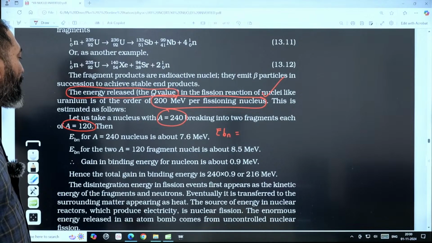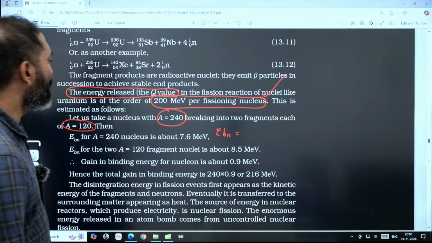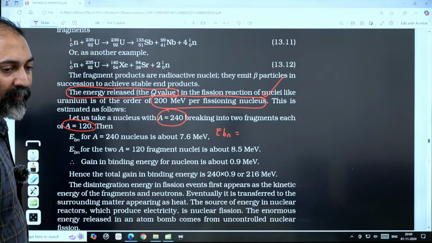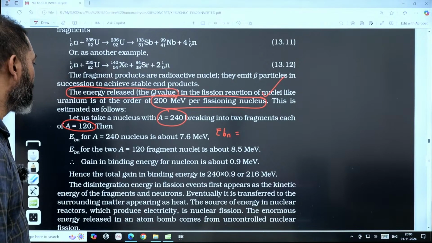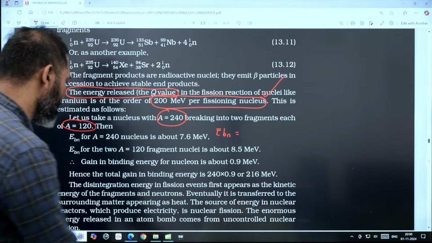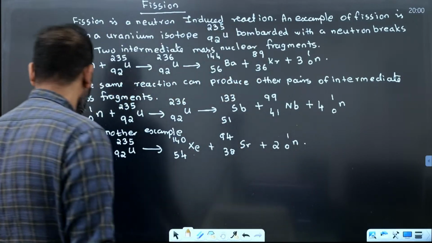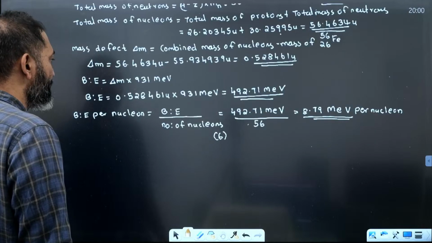Now, what is this binding energy? Let us say the nucleus has mass number 240. So how are we calculating this? Because I have shown this problem here, you can check it here.